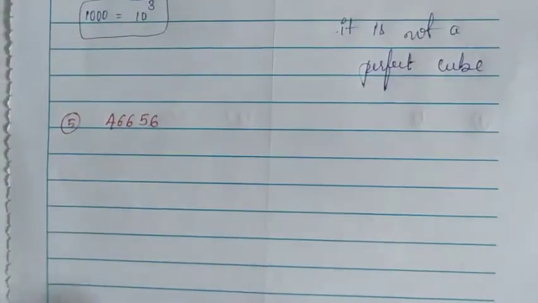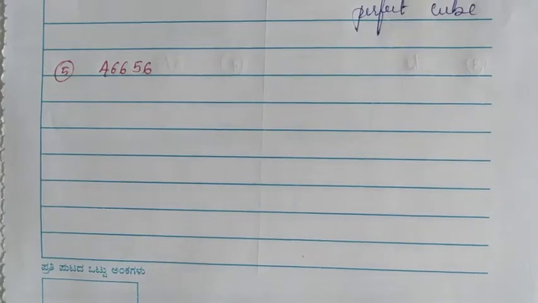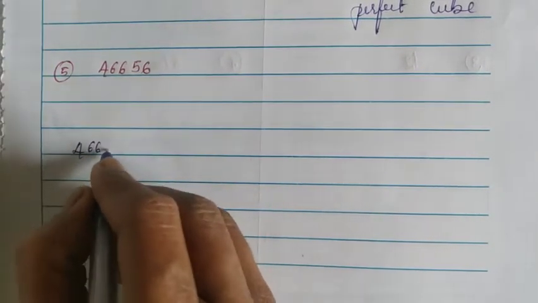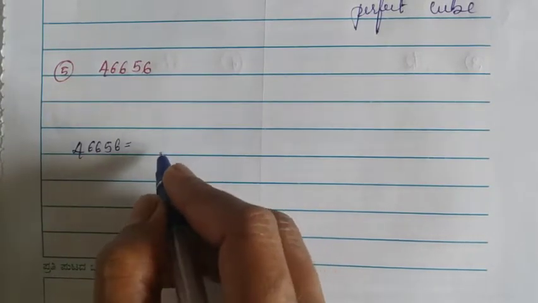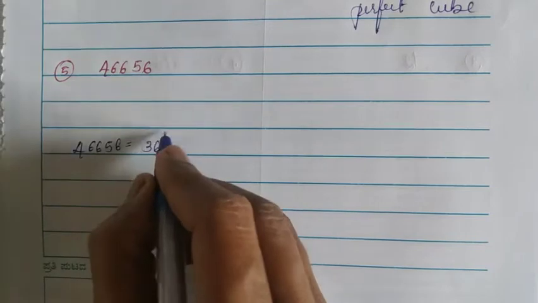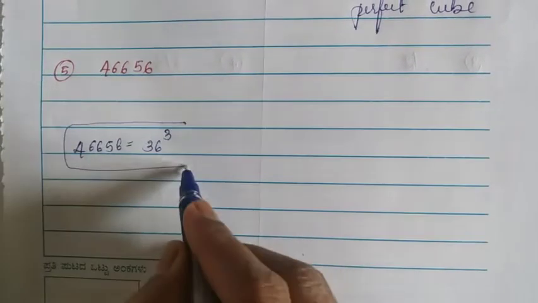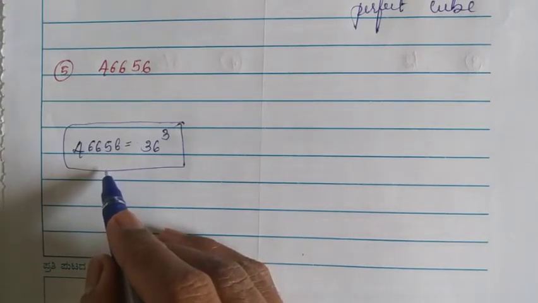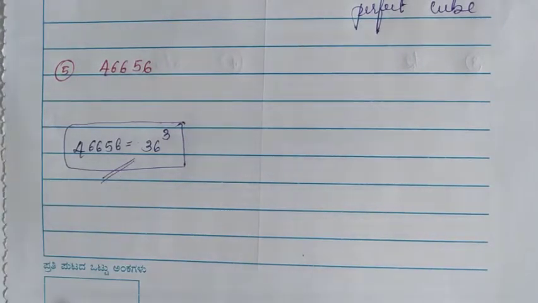See now the last problem. The last problem is 46,656. Yes, this is a perfect cube. This number comes from 36 multiplied 3 times. So 46,656 is a perfect cube.